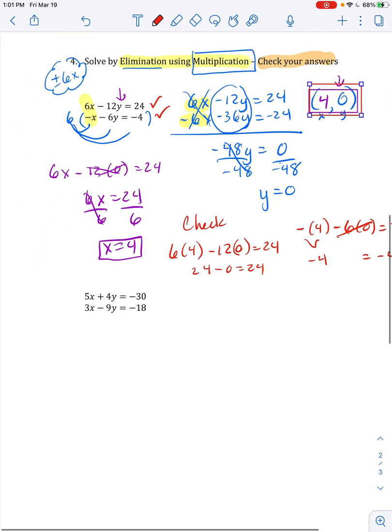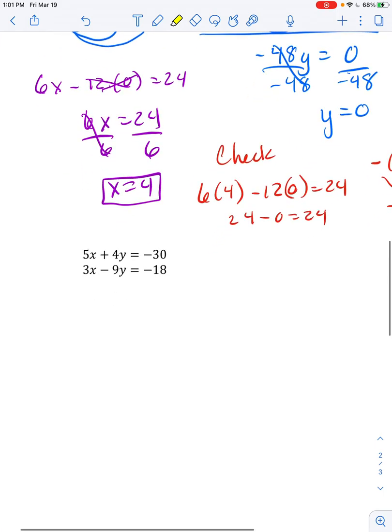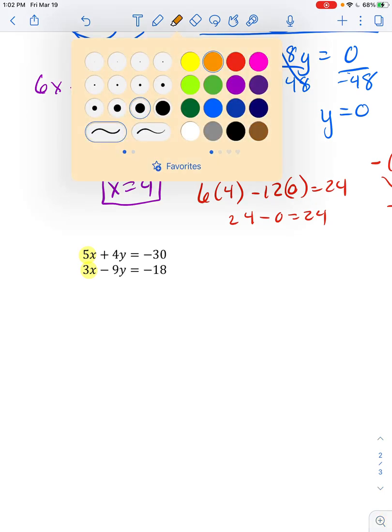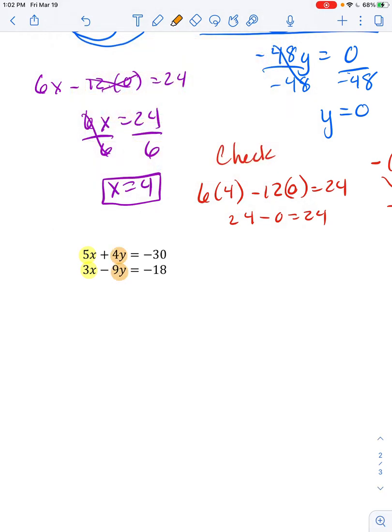Last one is still the same process, but here in order to get a matching pair, I'm going to have to multiply both the top and the bottom by something. And you can either multiply 5 and 3 by something to become the same number, or 4 and 9. It's totally up to you and kind of whatever you see first. I'm going to match up my x's. And I'm thinking, okay, I can turn 5 and 3 both into 15s by multiplication. I need them to be opposite.